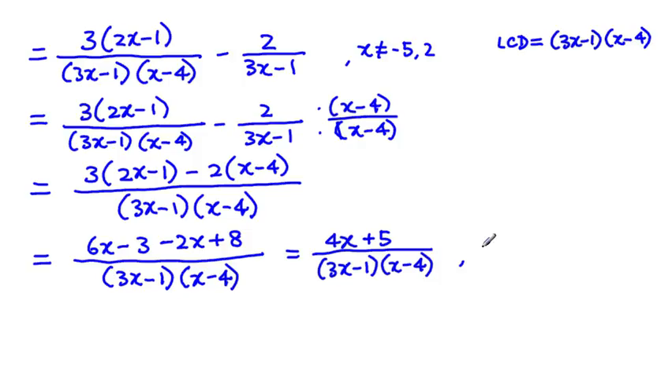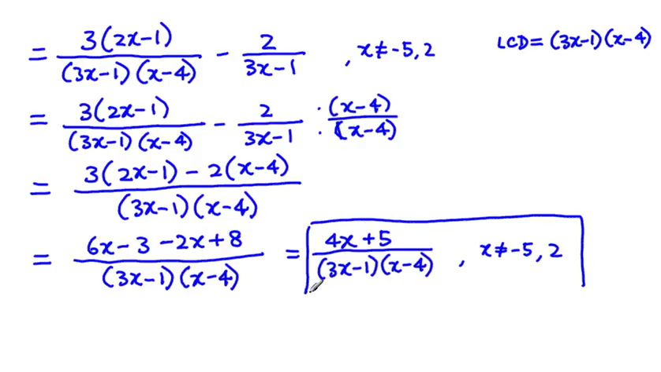Now, don't forget, at the very end, we should always put down any restriction that we should be aware of. We have x cannot be negative 5 and positive 2. So this will be our final answer.